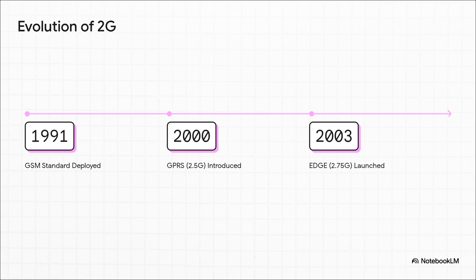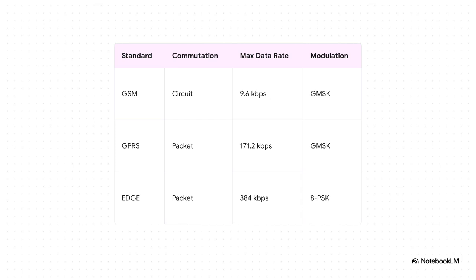Then, we saw a massive leap in the year 2000 with GPRS, which is often called 2.5G, and that introduced packet data to the cellular world. Finally, in 2003, EDGE dropped, bringing us 2.75G and launching us into the era of enhanced, faster data on the go.